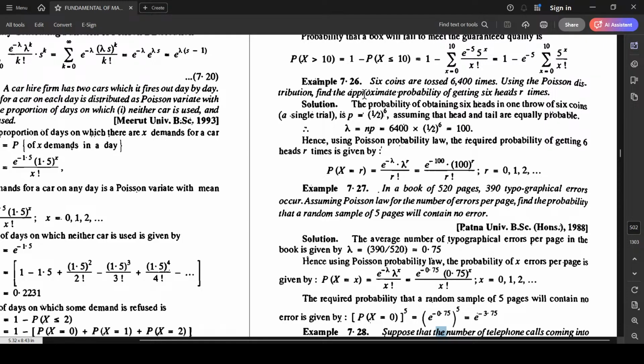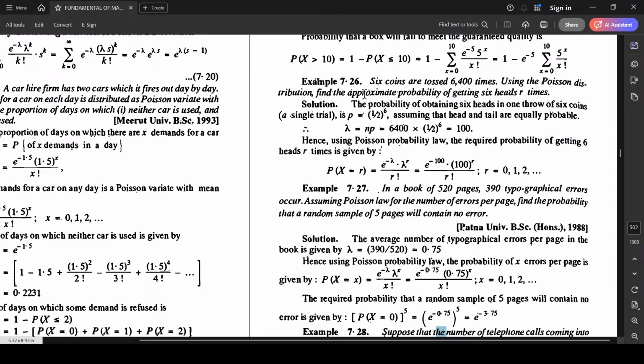Yes, sorry, it is 2 to the power of n. Now this p has come. Now what is it saying, what will its mean be? That head and tail are equally probable. Yes it is. So the mean will be np, meaning how many times it occurs in 6400. So n is 6400 and p is half to the power of 6.